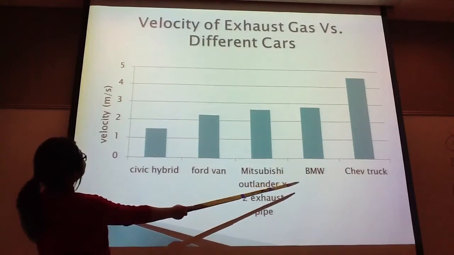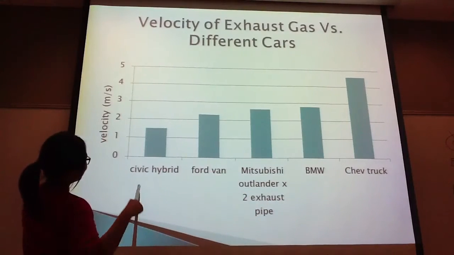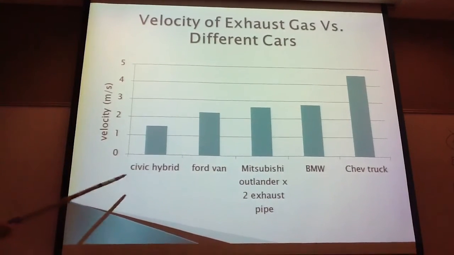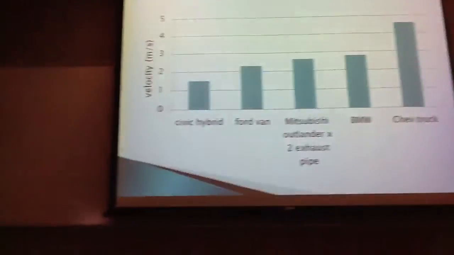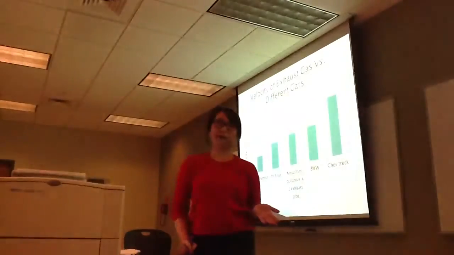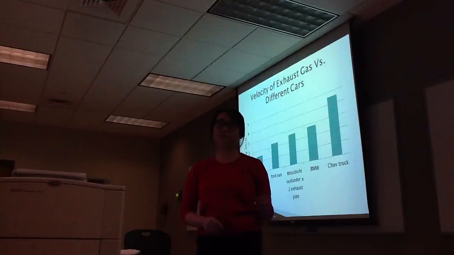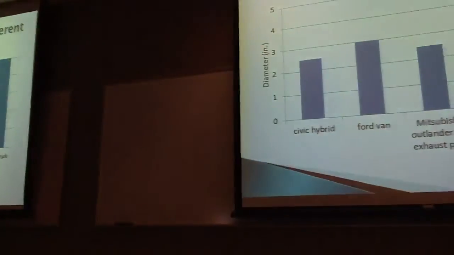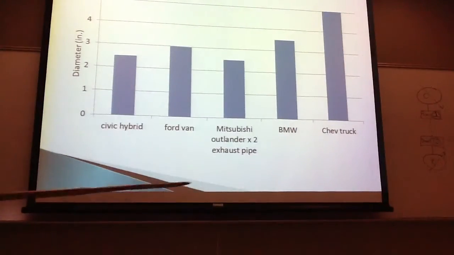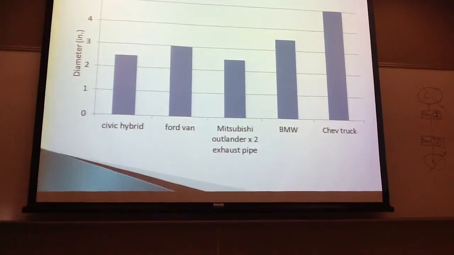And the BMW is second highest, and then it goes down to the Civic Hybrid, which produces the least exhaust gas velocity. I assume it's because it has lower running power than the other cars. They run on half electric versus all fuel. We also measured the diameter, and of course he also modified his tailpipe to about a 5-inch diameter pipe, so I assume it can produce a lot of hydrocarbons.